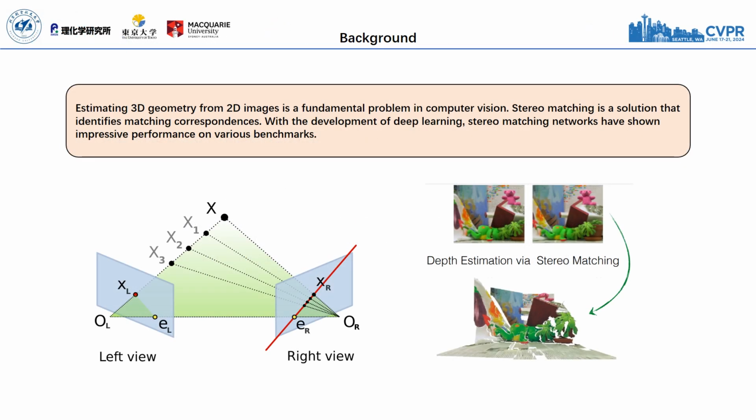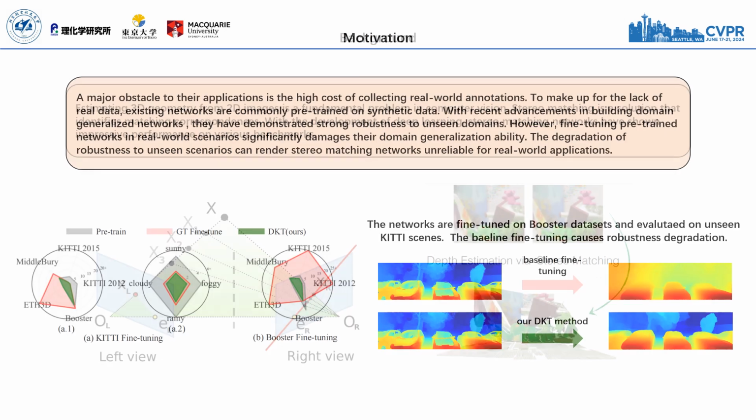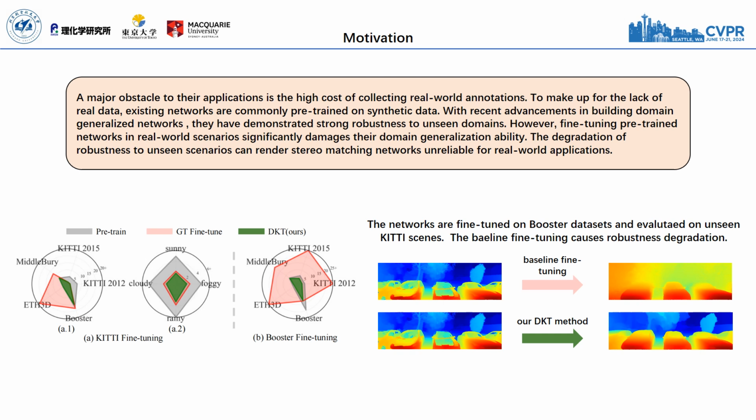Estimating 3D geometry from 2D images is a fundamental problem in computer vision. Stereo matching is a solution that identifies matching correspondences. With the development of deep learning, stereo matching networks have shown impressive performance on various benchmarks. A major obstacle to their applications is the high cost of collecting real-world annotations.